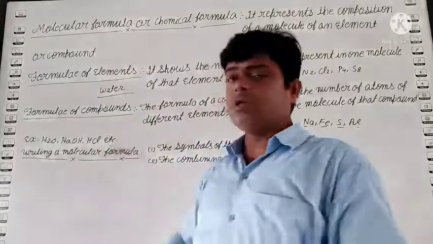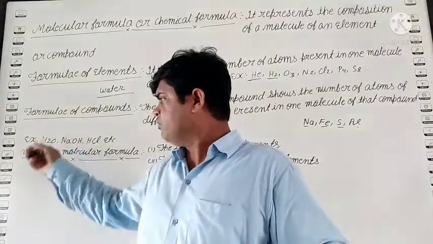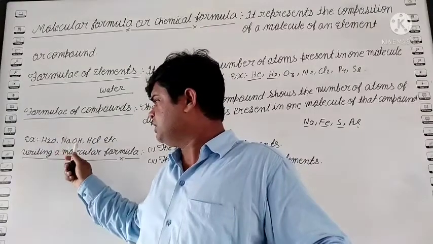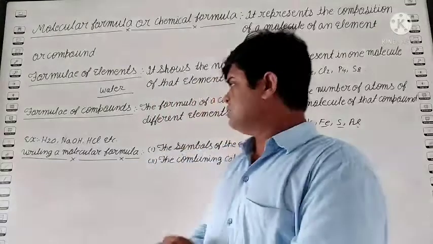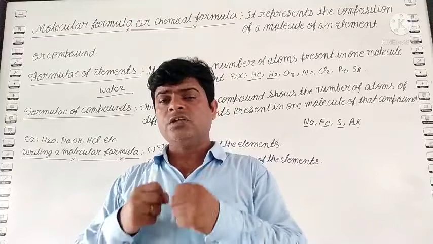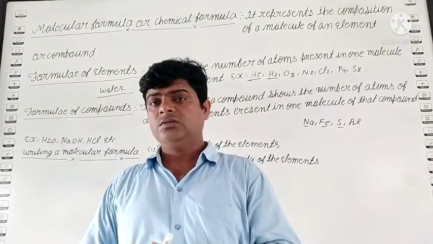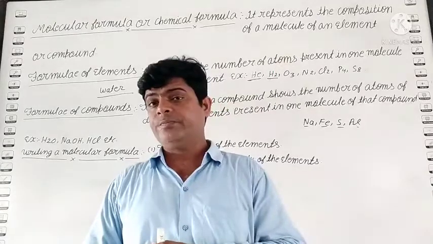Similarly, NaOH is sodium hydroxide. When we write NaOH, we identify that sodium, oxygen and hydrogen join together and form sodium hydroxide. Similarly, HCl is hydrochloric acid: 1 hydrogen and 1 chlorine join together to form hydrochloric acid. Students, this is the importance and significance of the formula.